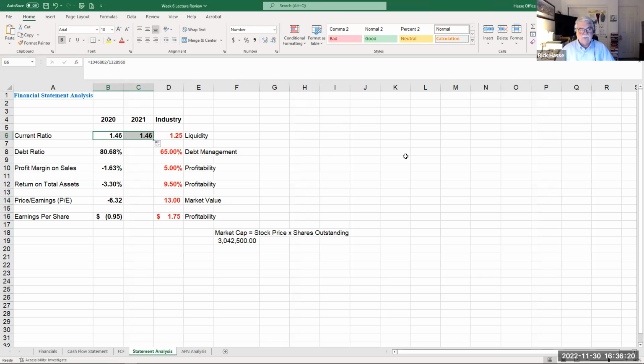In 2021, let's do this here. So what is the current ratio for 2021? If I take the current assets of 2021, which is 2,680,112, and divide by the current liabilities of 2021, 1,039,800.